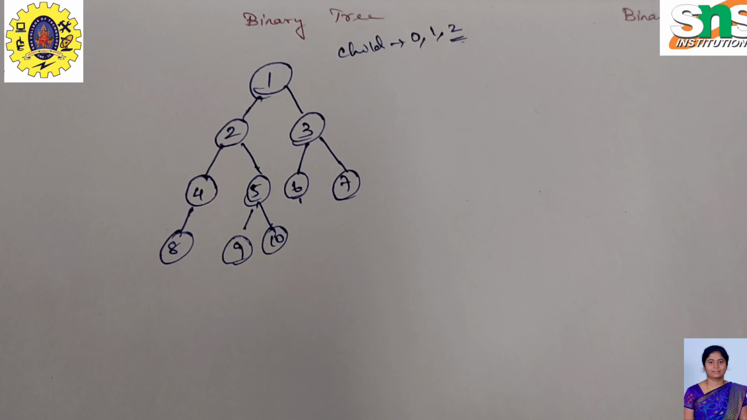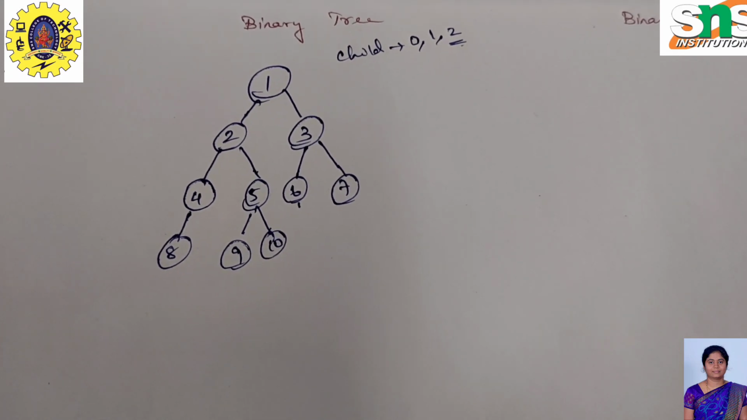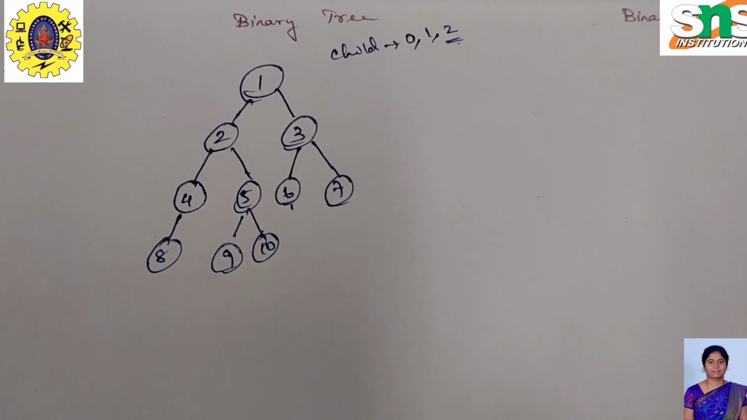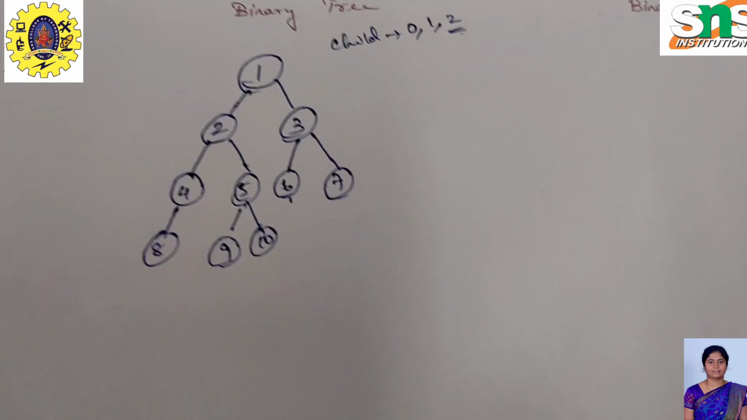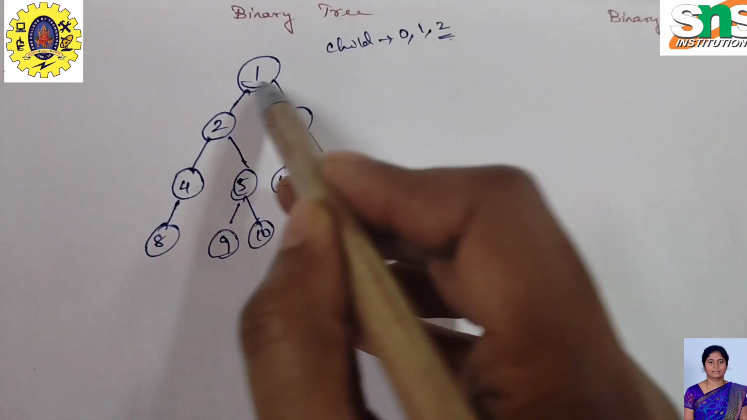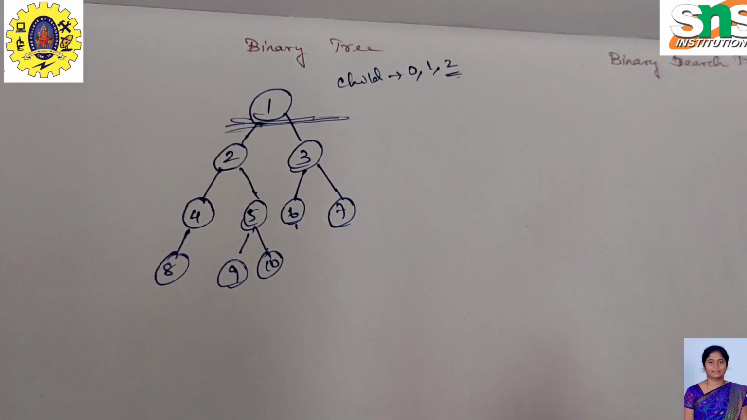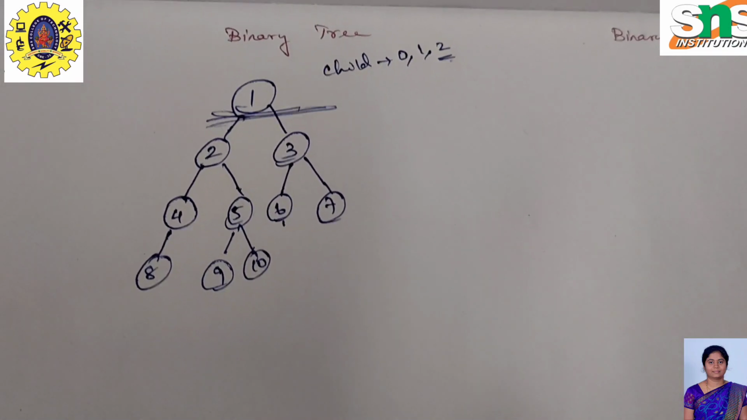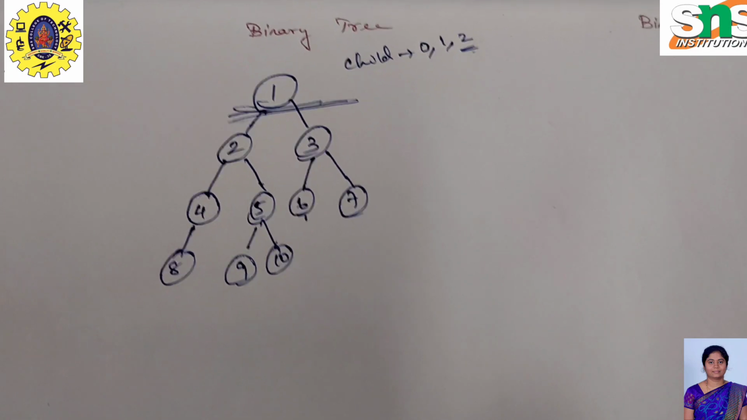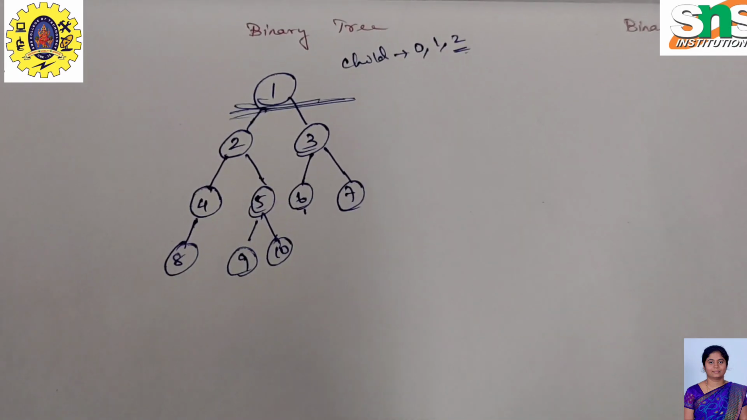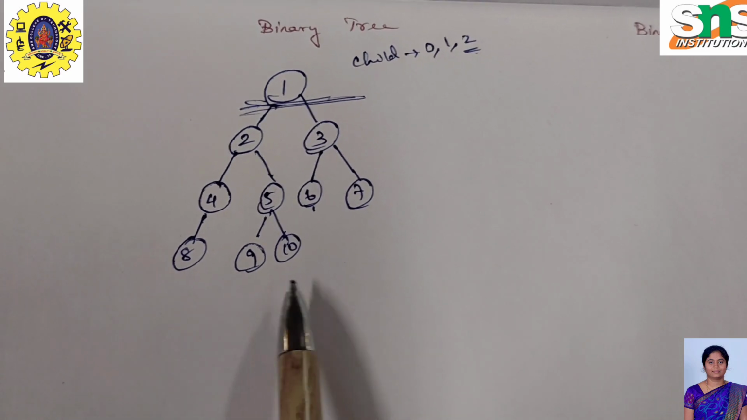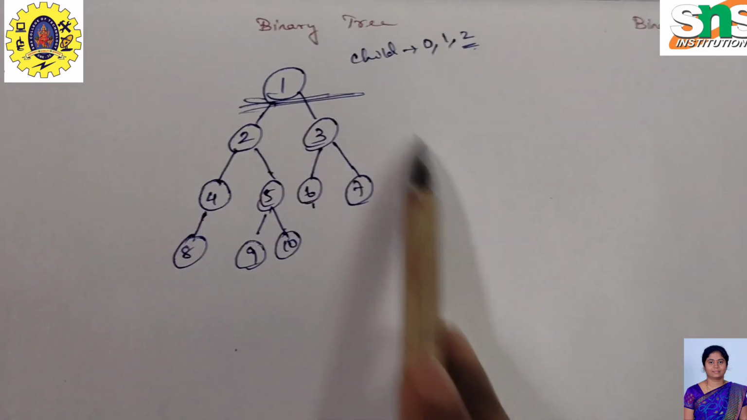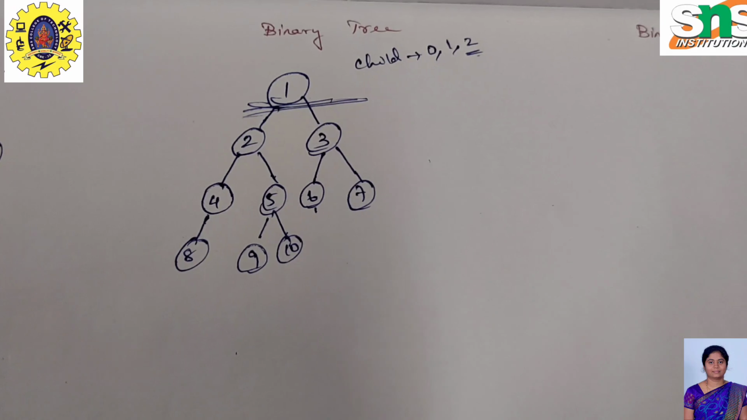Bi means 2, so we can have a maximum of 2 nodes as children for a particular parent node. The first topmost node is called the root or parent node. After this, the nodes that don't have any children are leaf nodes, and the others will be called intermediate nodes.